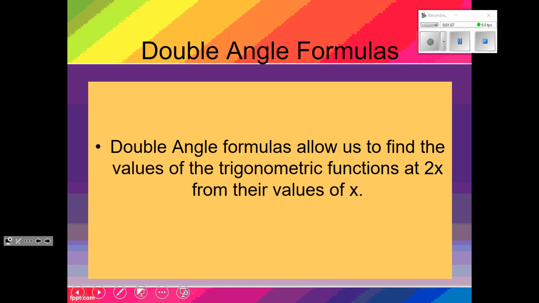So double angle formulas, here's the definition. Double angle formulas allow us to find the values of trig functions at 2 times their value of x. Okay, at 2 times their value of x.